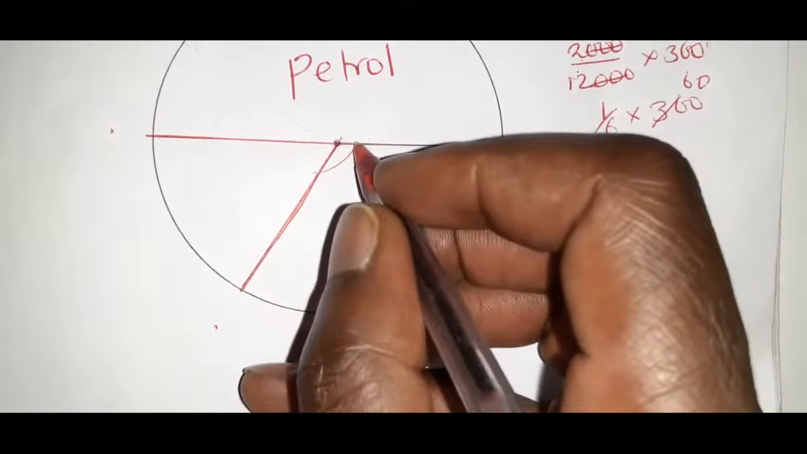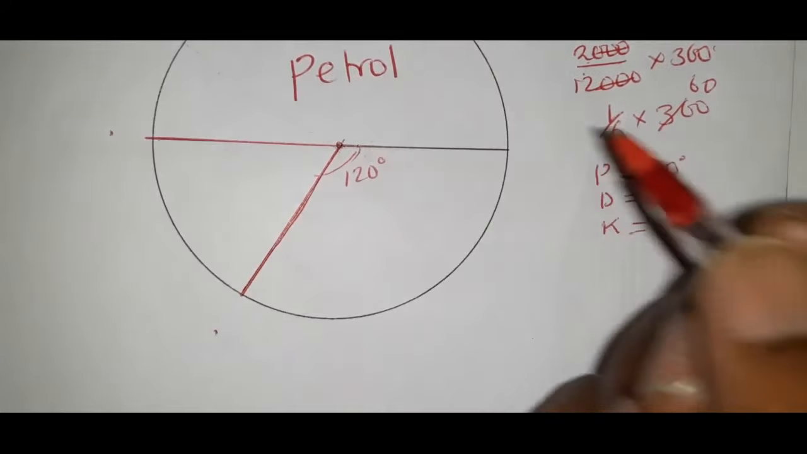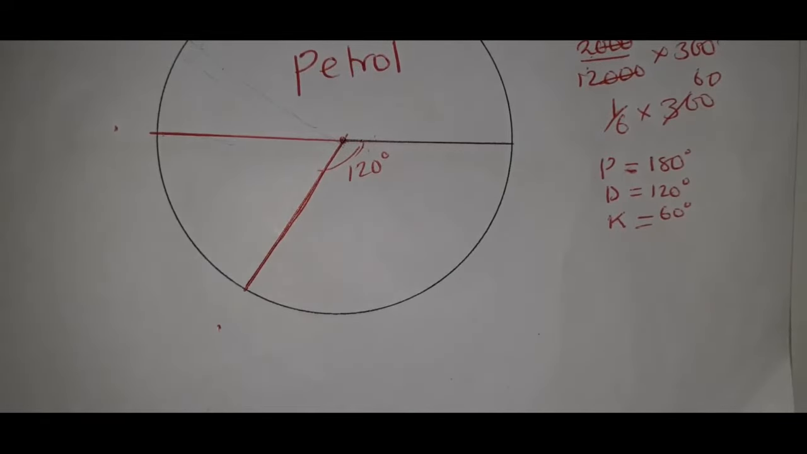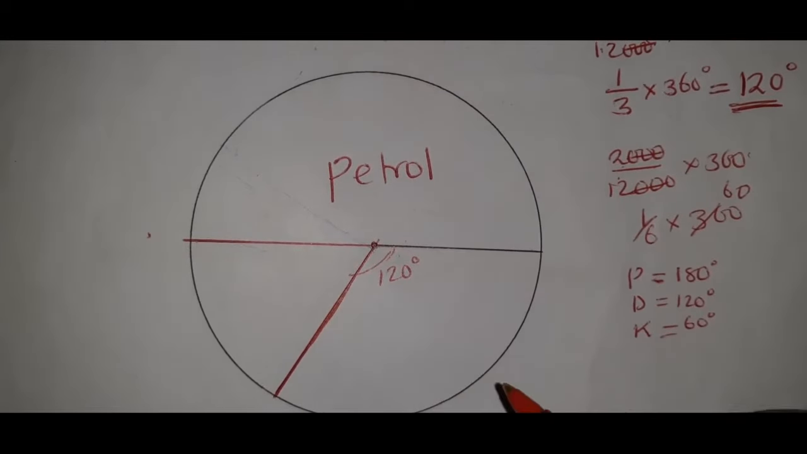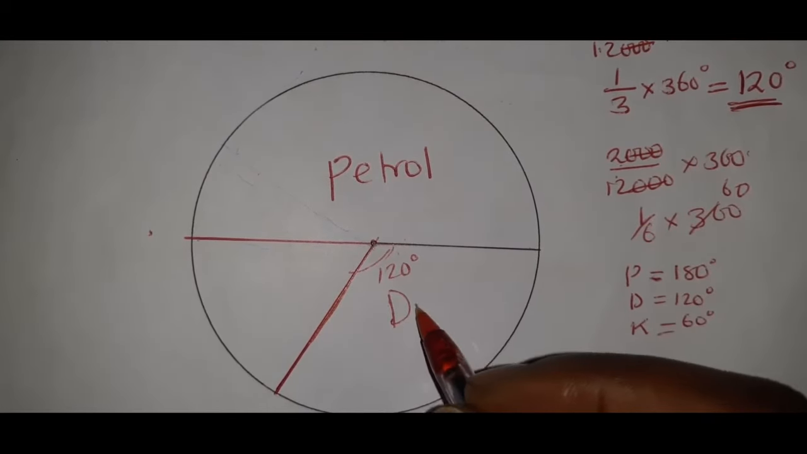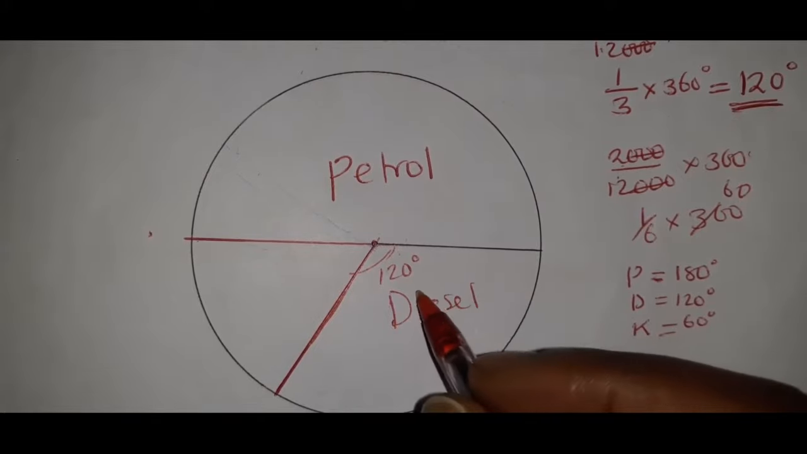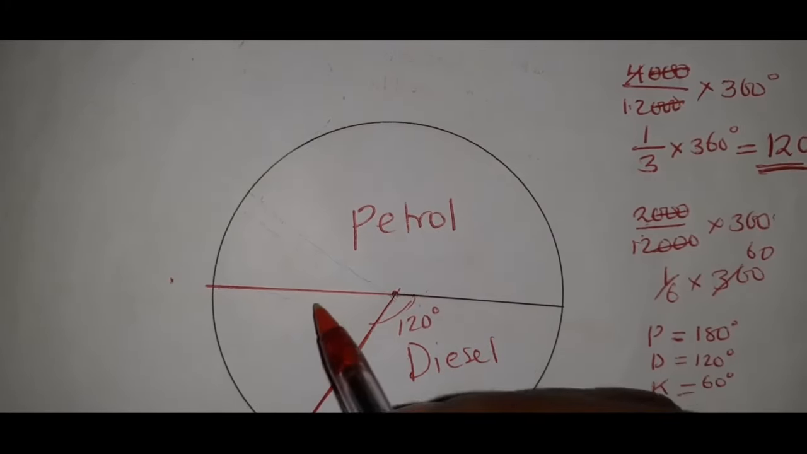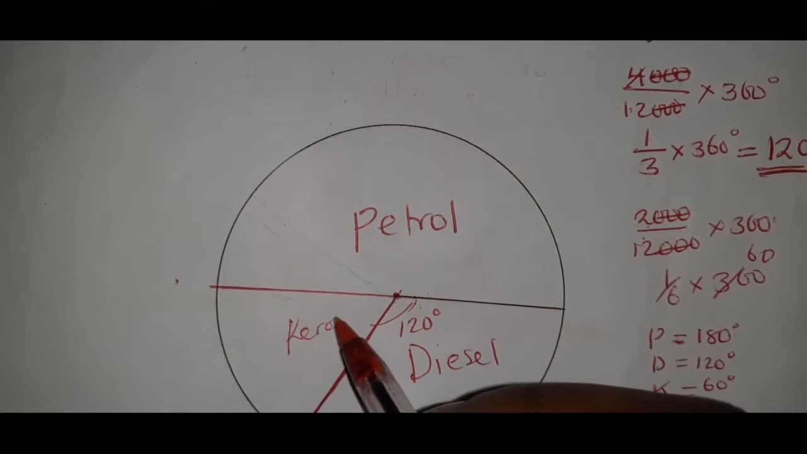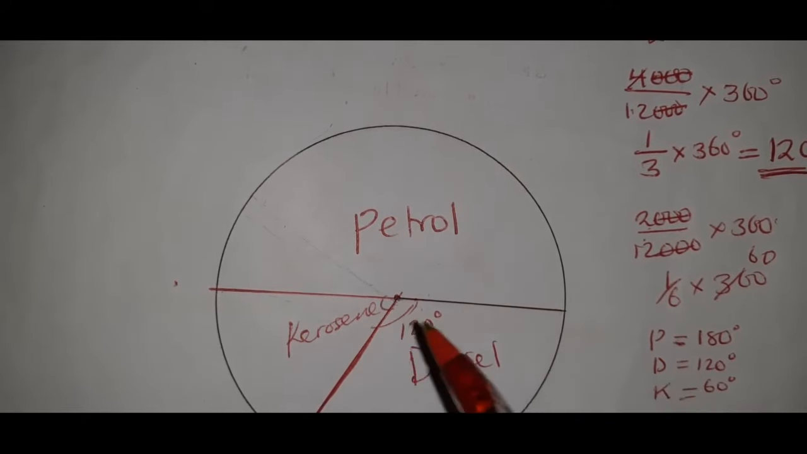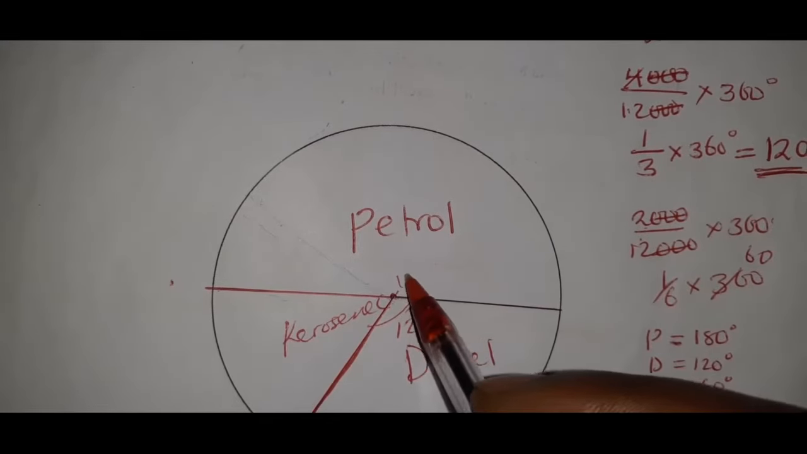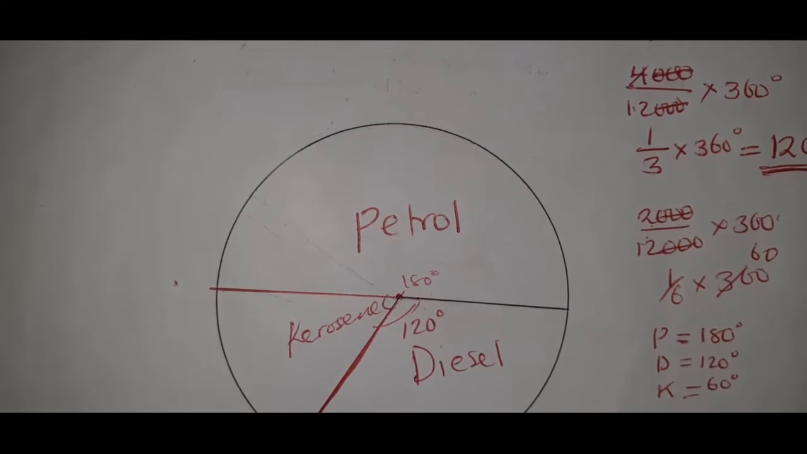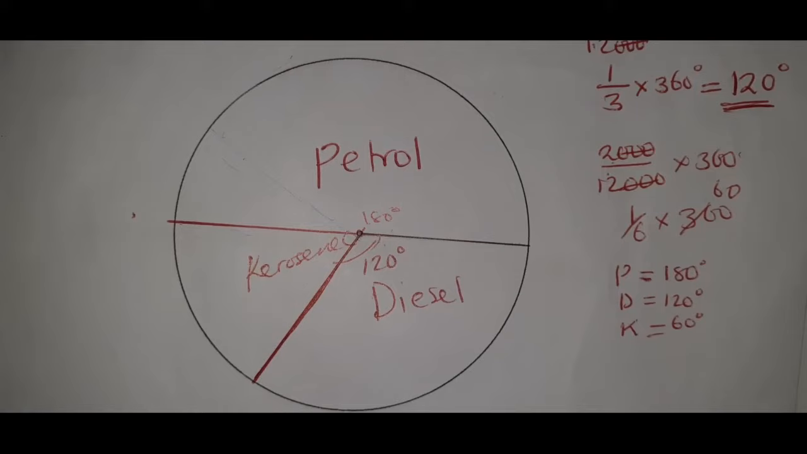I don't know if there's need to write this. Okay, then this is what is going to be our diesel. Then this is what remains automatically. There's no need of measuring it. This is our kerosene, 60 degrees. This is our 180. Okay, so that is what we're going to get. We get 4 marks. Next question.